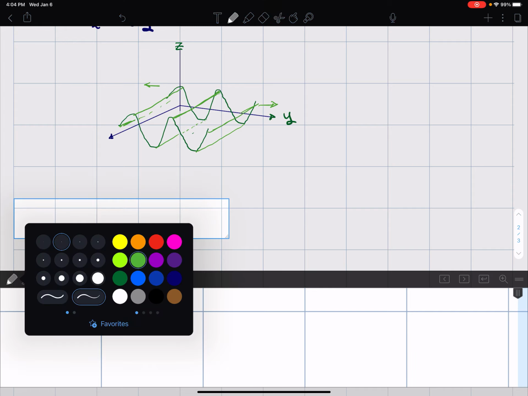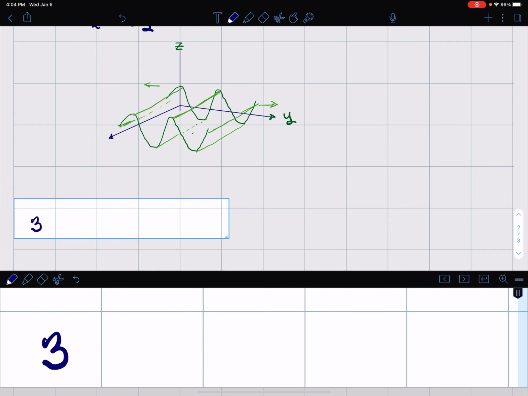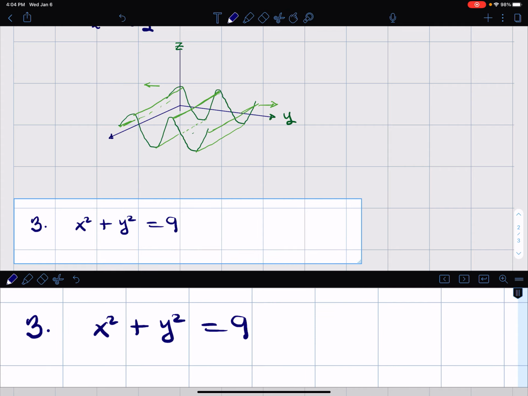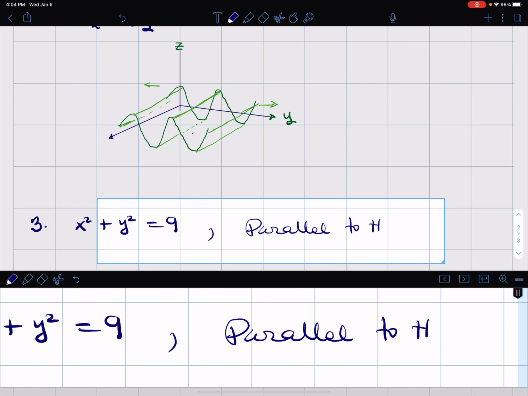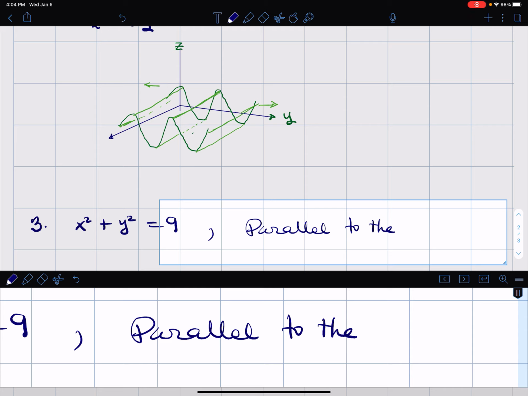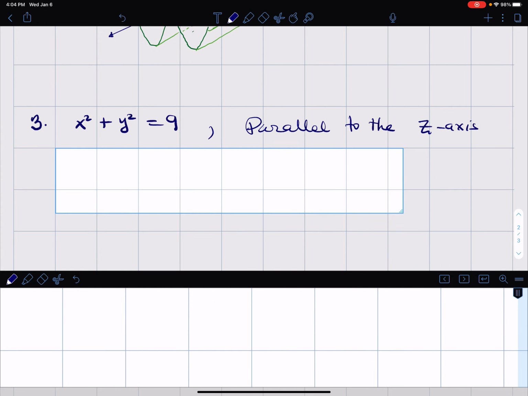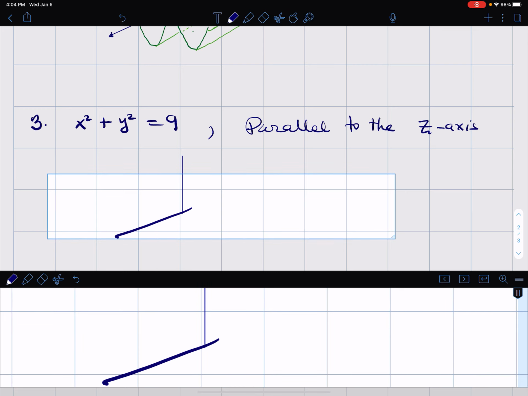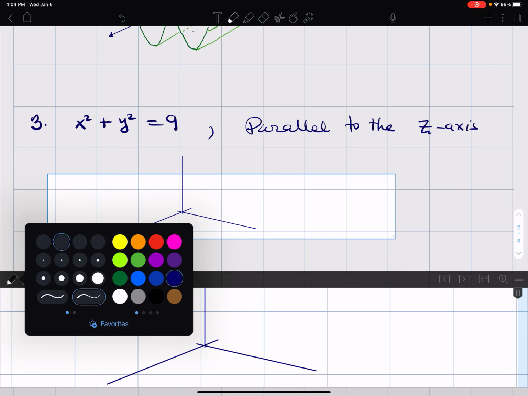Now let's try another one. How about x squared plus y squared is equal to 9? So this is parallel to the z-axis. Oh, no. Yeah, it's parallel to the z-axis. So let's do it again. z, x, y. So let's get our trace.